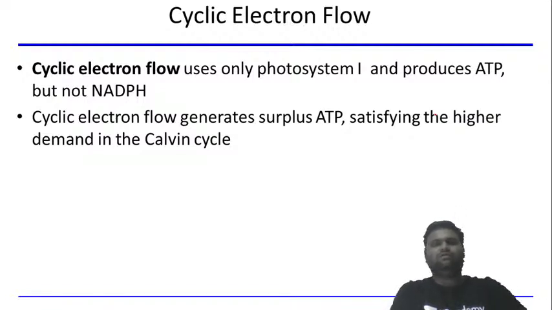So cyclic electron flow uses only one photosystem and produces ATP but not NADPH. Cyclic electron flow generates surplus ATP, satisfying the higher demand in the Calvin cycle.